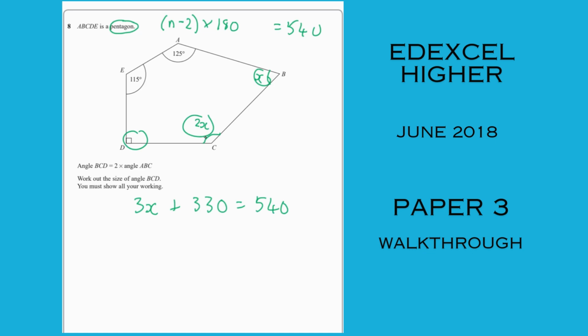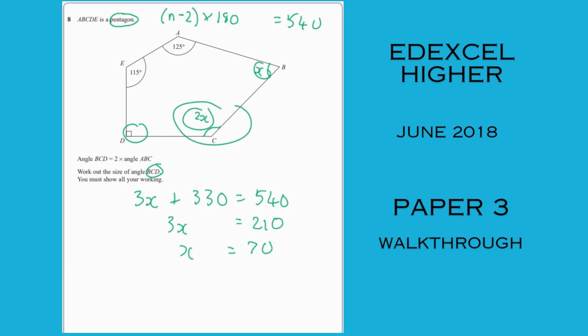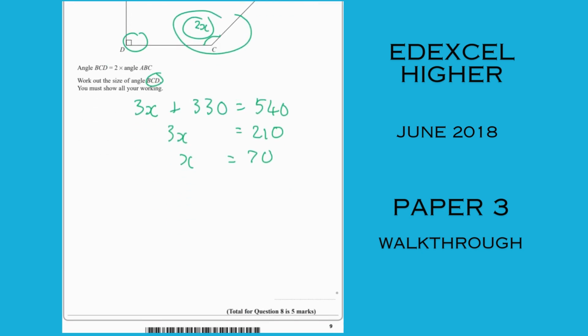Now we've set it up, we need to get it solved. Take away 330 from both sides. And when you find x, don't congratulate yourself too much because you haven't yet finished, because it does want angle BCD. That's that one. That's the one with 2x on it, not x. So that 70 needs to be doubled.